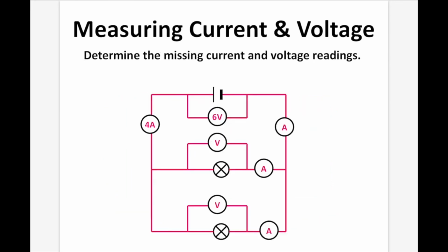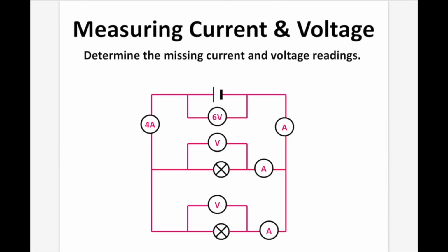Okay, once again, I want you to pause the video and solve this circuit for the missing current and voltage. Okay, let's take a look. We're told again that each electron leaving the battery has 6 volts of energy. Each electron is either going to go down this first path with 6 volts, or it's going to go down this second path with 6 volts.